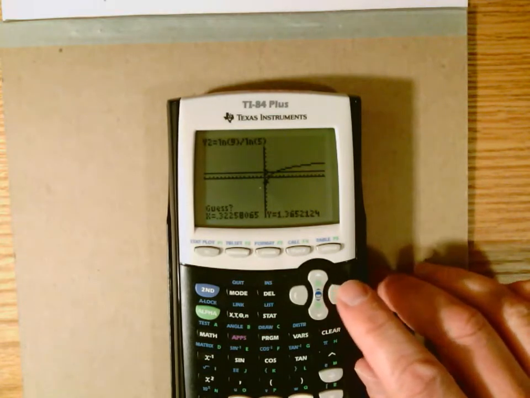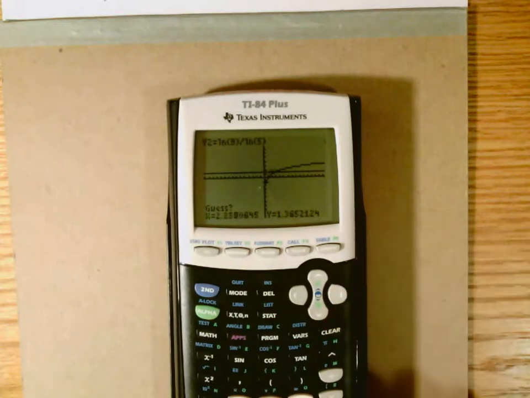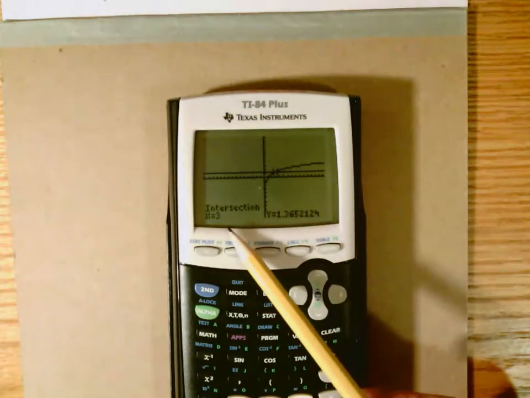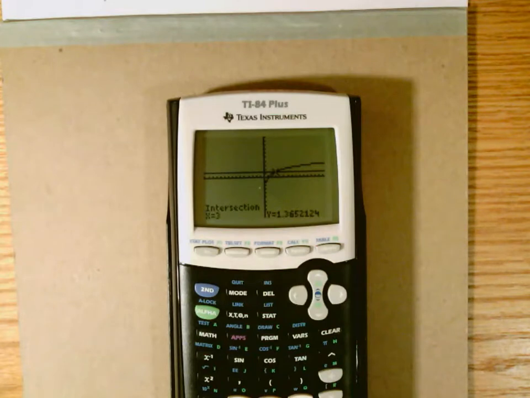Now I know that the solution was 3 from when I solved it algebraically. I can arrow over or even type in 3. My guess isn't critical there. Here I see the intersection of these 2 points, the x-coordinate and the y-coordinate of the point they have in common. And we can see that yes, x is equal to 3. And we have verified that solution that we found algebraically using our graphing calculator. Please pause the video and make sure that you can do the same on your graphing calculator.